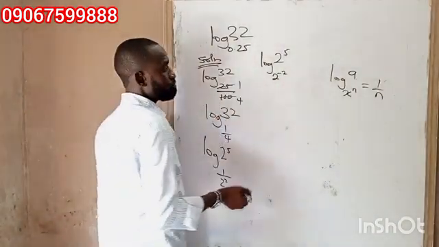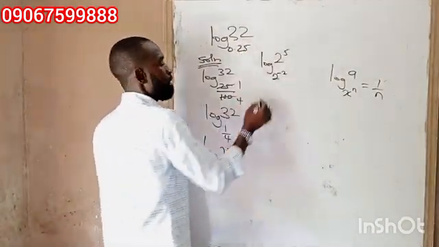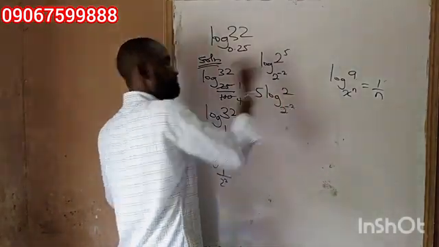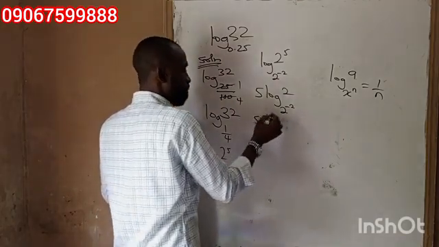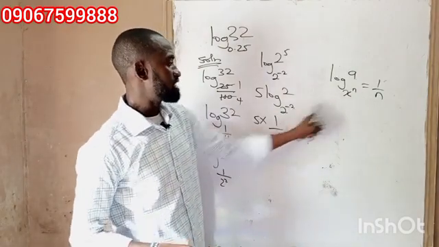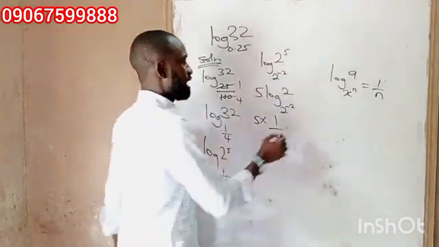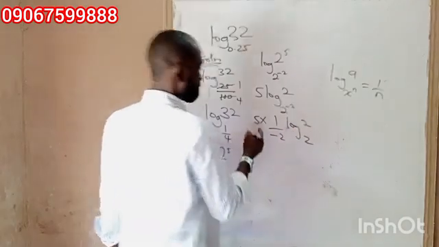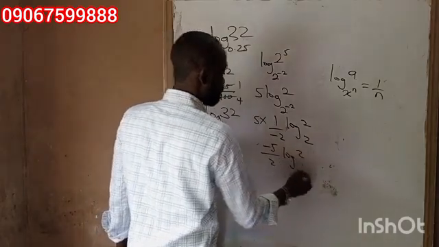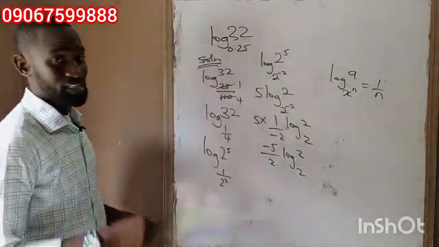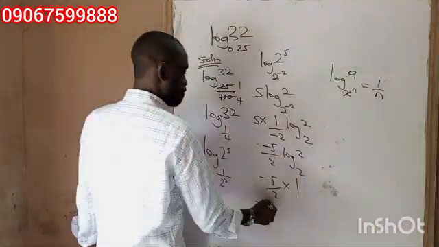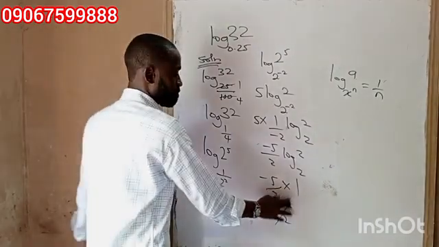Are you with me now? The first thing here, this 5 will come to the back too. I will have 5 log 2 base 2 raised to power minus 2. And this minus 2 too will come to the back. So that will be 5 times 1 over minus 2. Then I have log of 2 base 2. What's log 2 base 2? That is 1. I'm having minus 5 over 2 times 1. Our final answer here is minus 5 over 2.